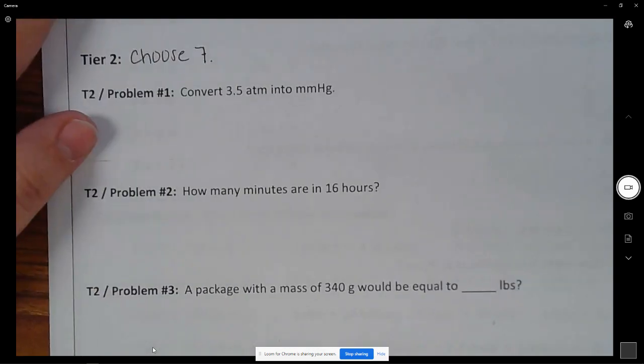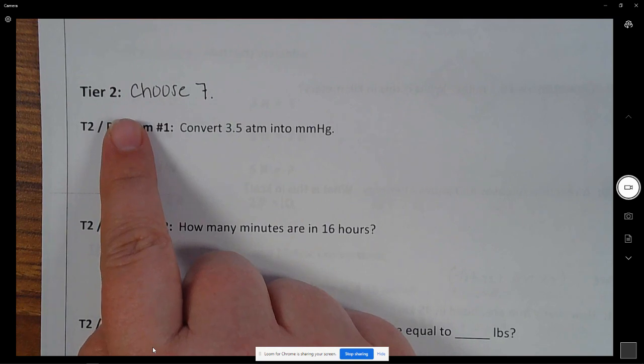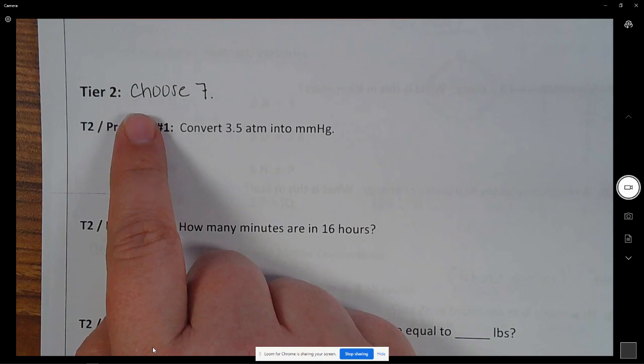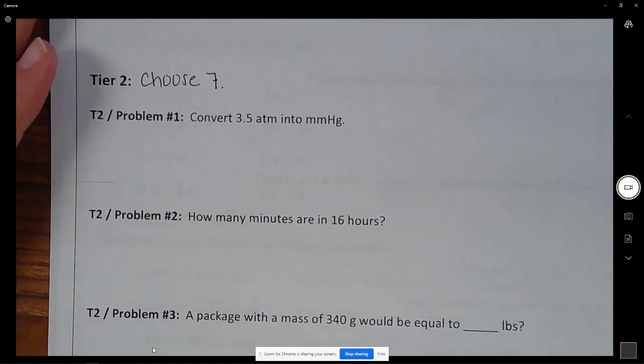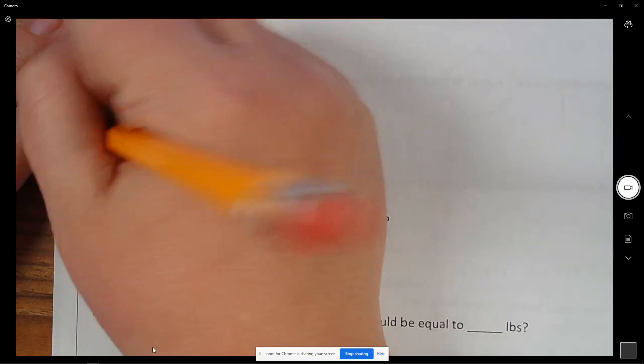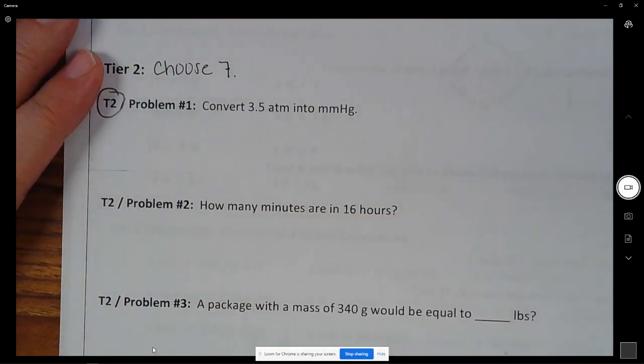Okay. So on tier 2, there's a total of 10 of them. You are going to have to choose 5 of them, or not 5, you're going to have to choose 7. So you choose any 7. Now here's the thing, I am working 2 of them, so you just choose 5 more. Okay. So the first one I'm going to do is problem number 1. This one I'm doing for you as a class.